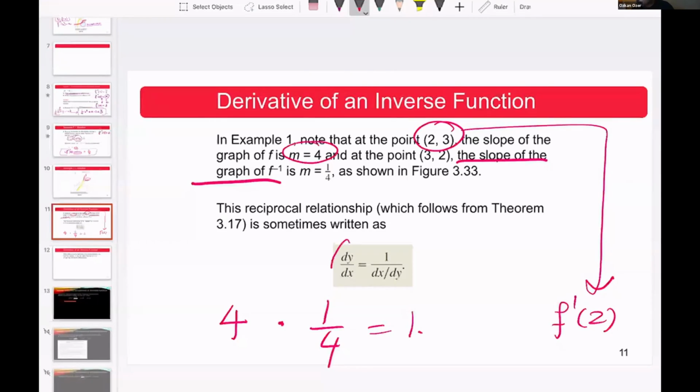So if we use the notation of dy over dx, that tells us the slope of the tangent line to the curve f is exactly equal to 1 over dx over dy. That's in fact what this is: dx over dy is the derivative of the inverse function. So 1 over the slope of the inverse function is exactly the same as the slope of the original function you start with.